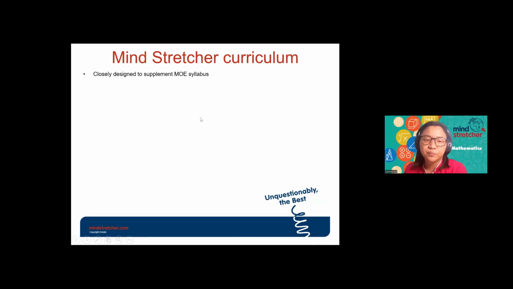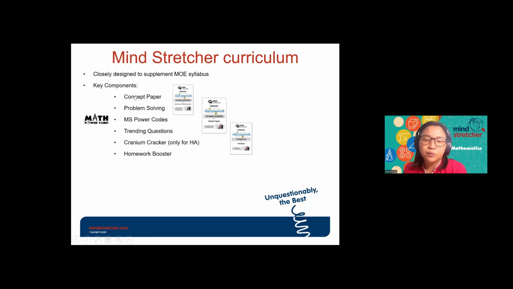What we have in my structure is closely designed to supplement the MOE syllabus, and we have our concept paper and our problem solving paper. The concept paper will teach you the basic concepts, at the start of every topic. If it's the area of triangle, we will teach you what the area of a triangle is, how to identify the height and base, and how to apply the formula. In problem solving for area of triangle, maybe the triangle is cut into different parts, or a triangle is inside a rectangle. Then how do you find the area? These are the problem solving questions that we have.